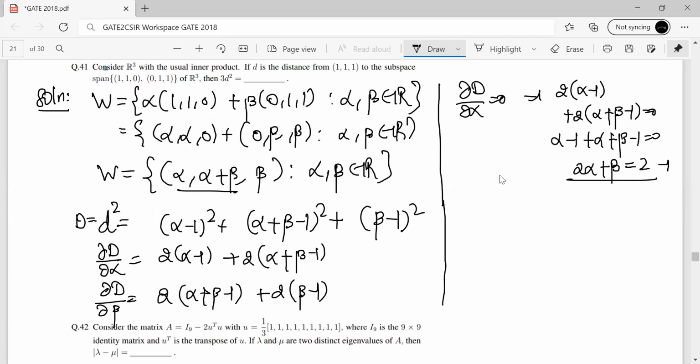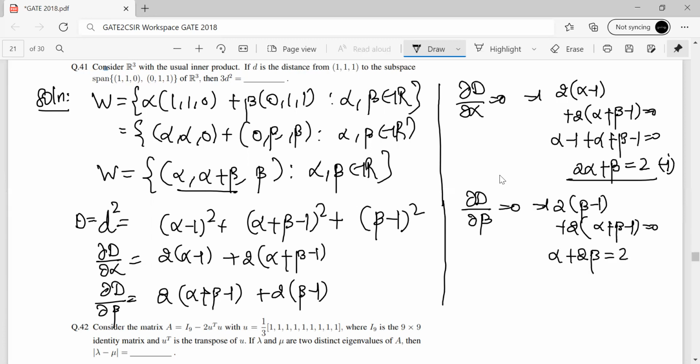So here it will be 2 alpha plus beta equal to 2. Call this equation 1. And with respect to beta also, equate with 0. So 2 times beta minus 1 plus 2 times alpha plus beta minus 1 equals 0. The 2 gets cancelled. I get alpha plus 2 beta equal to 2. Now I just need to find out this alpha and beta by solving these two equations.